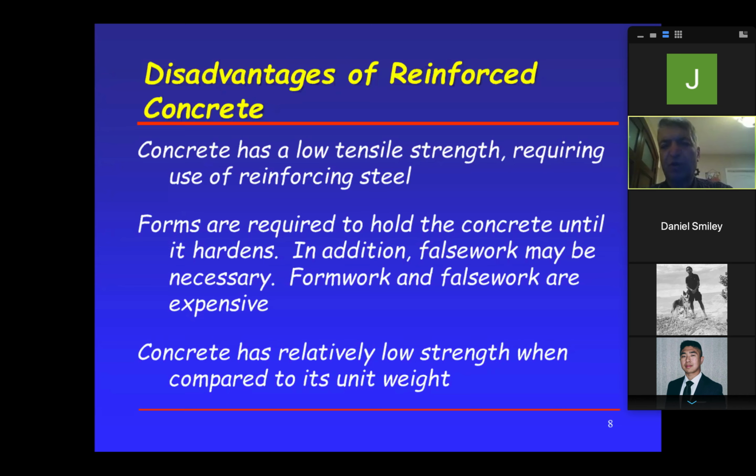Okay? So it says false work may be needed. Form and false work are expensive. Okay, very expensive. Sometimes, believe it or not, the cost of the form work goes up to about 50 to 60%. That's why a lot of companies out there were created, and then they came up with different designs of form work. Because you know the typical contractors, again, they use the wood and then they throw it away. But now the companies are trying to make wood and forms so you can reuse.